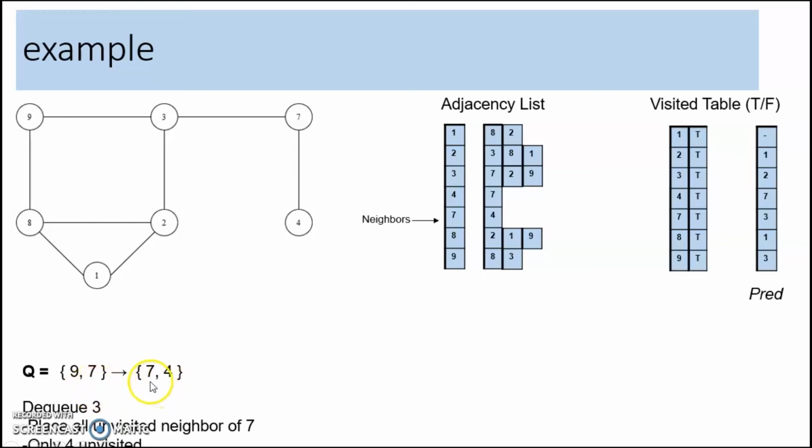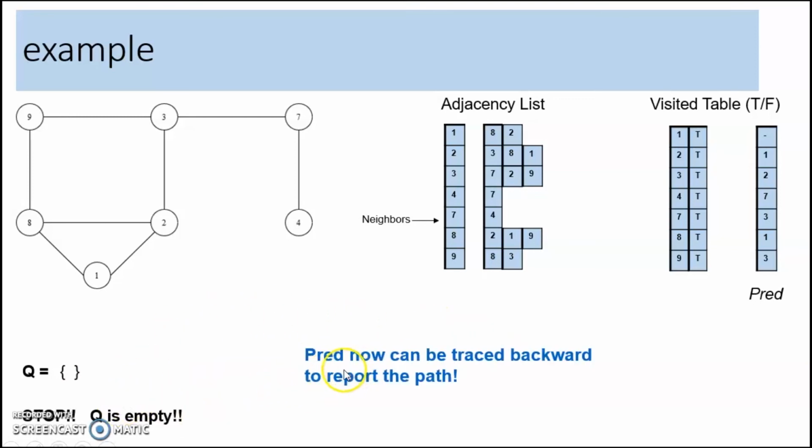We get 7, and the neighbor of 7 is 4, the only unvisited neighbor. Then we go to 4 and mark it as 7. So we dequeue 7, and there is no unvisited neighbor for 4, and then we dequeue 4 and the queue is empty. After that we can use pred to trace backward to report the path.